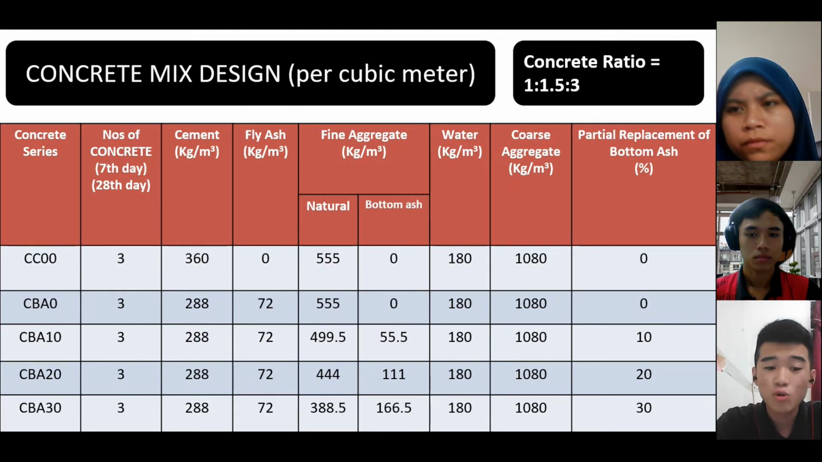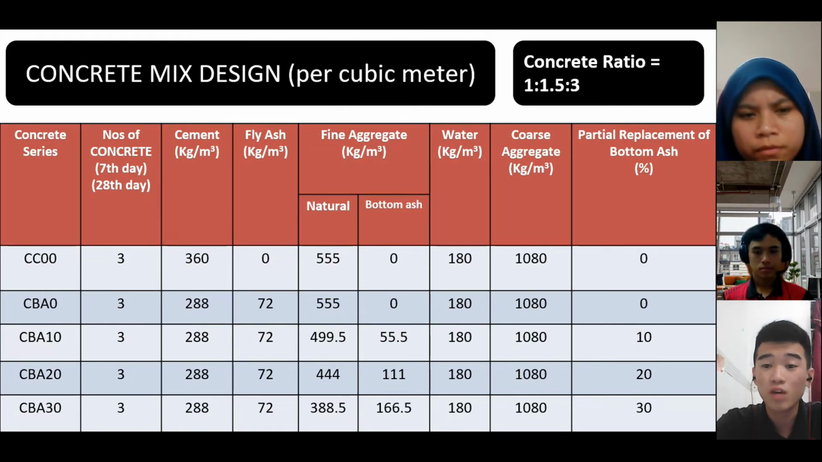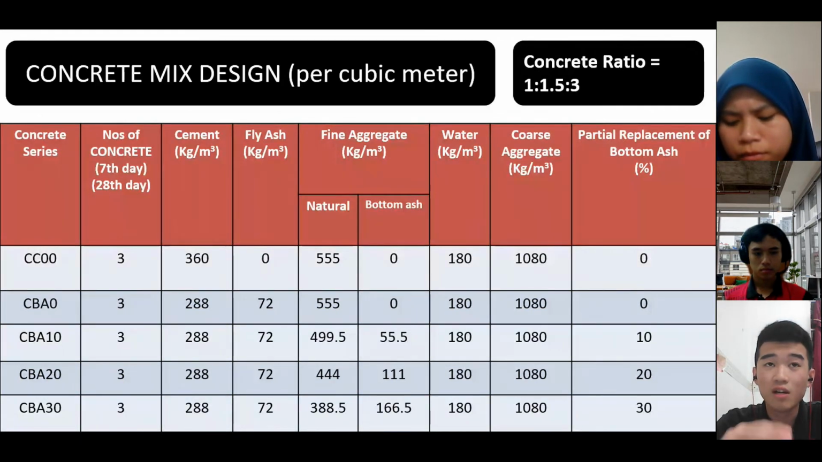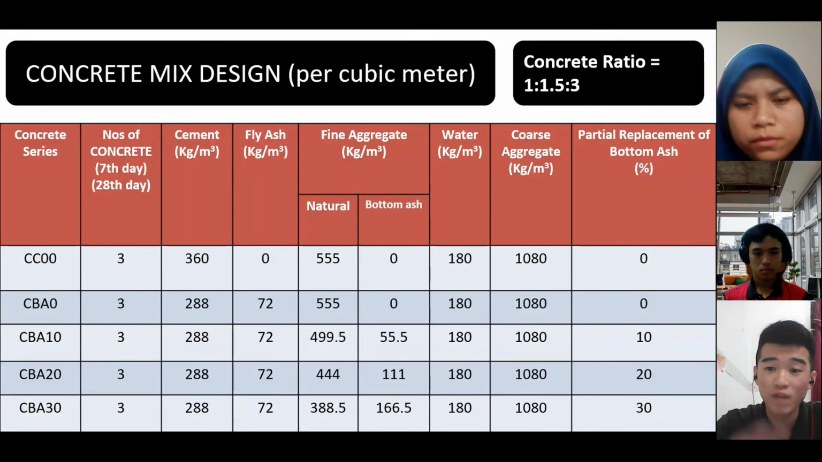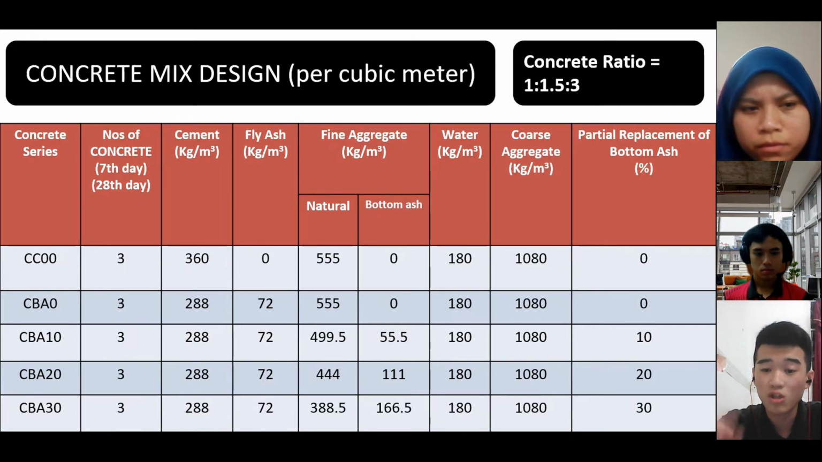So in CC, which is concrete control, we just control the concrete. And in CBA0 to CBA20, we have added 20% fly ash as partial replacement of cement, which we fix. And then we vary the bottom ash: CBA0 is concrete bottom ash 0%, CBA10 is 10%, and CBA20 is 20% of bottom ash.